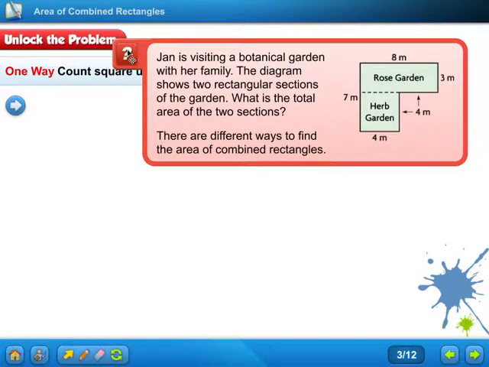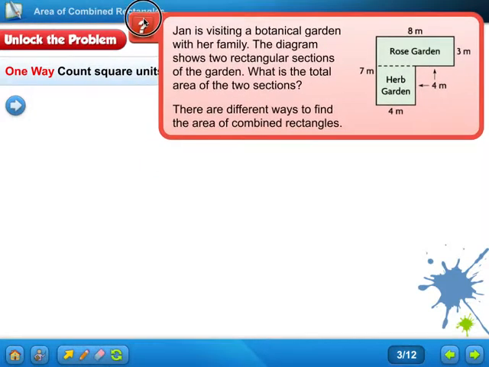It says, Jan is visiting a botanical garden with her family. The diagram shows two rectangular sections of the garden. What is the total area of the two sections? There are different ways to find the area of combined rectangles. So we'll do two different ways, and then you can pick which way you like.